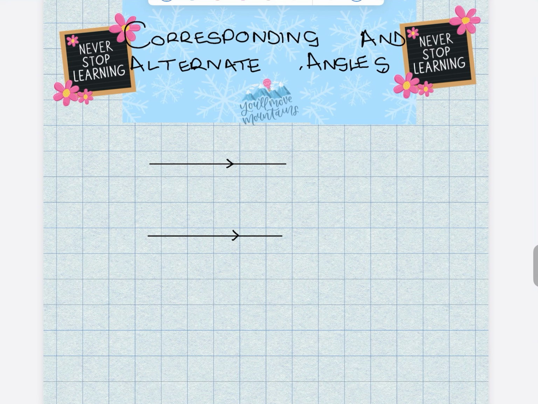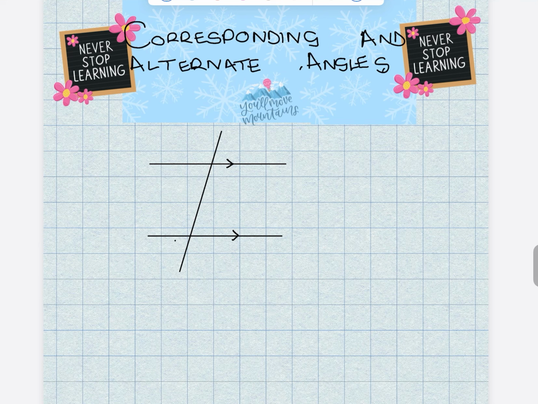So with these lines, if I draw a line that cuts across these two lines, that line, we call it a what? A transversal line. So a transversal line is a line that cuts two parallel lines, or that cuts parallel lines. You can say it doesn't necessarily have to be two. As long as it's cutting parallel lines, it's called a transversal line. All right.